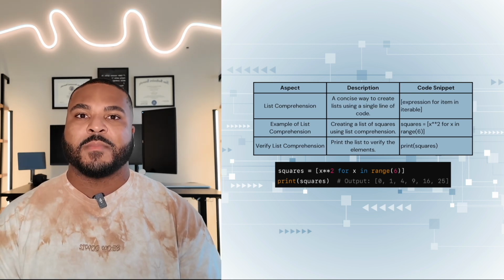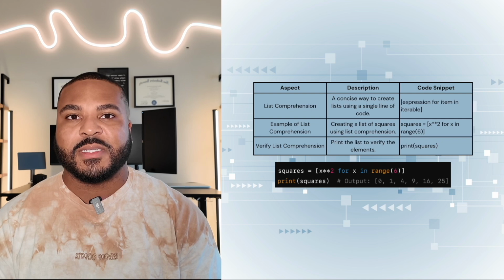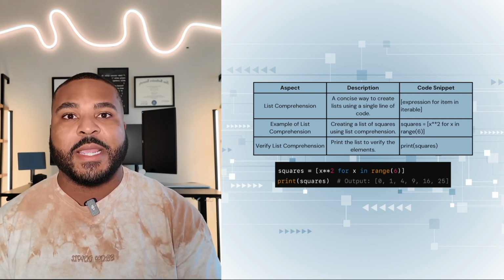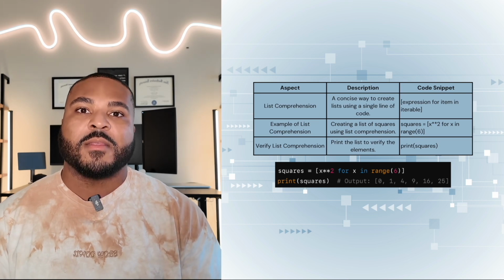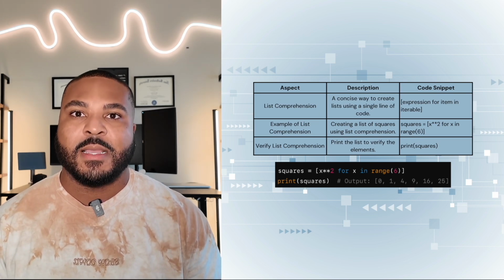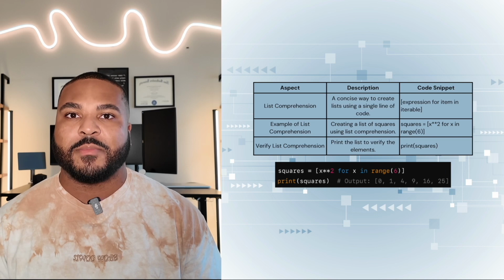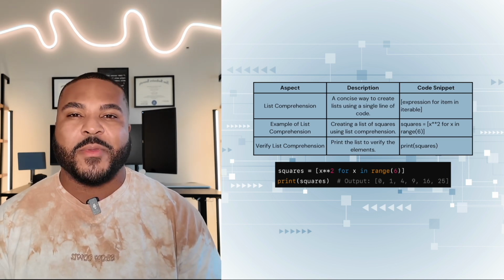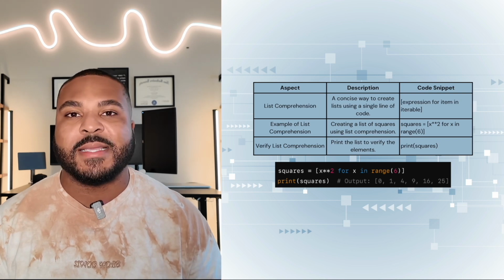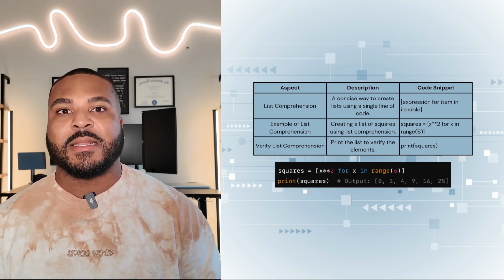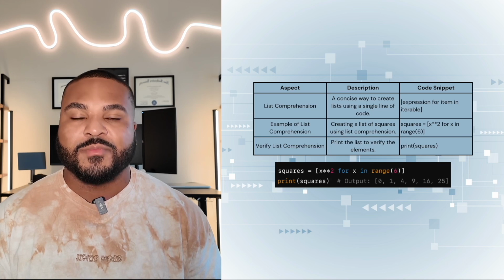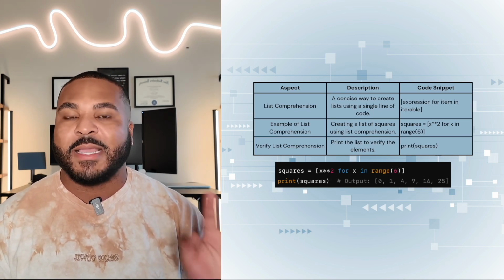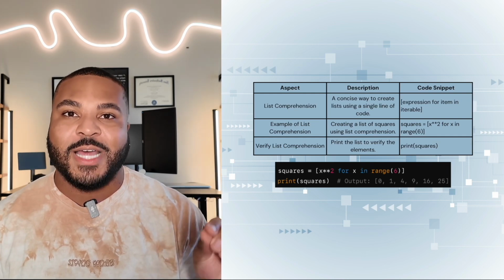So let me explain. The expression x**2 calculates the square of each number in the range from 0 to 5. The for x in range(6) part iterates over each number in the range, applying the expression to generate the list. List comprehensions are a powerful and concise way to create lists in Python. They can simplify your code and make it more readable by reducing the need for multiple lines of code to create and populate lists. The least amount of lines, the better.